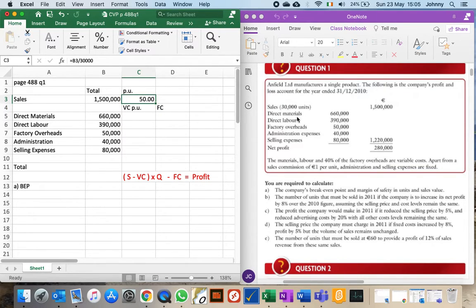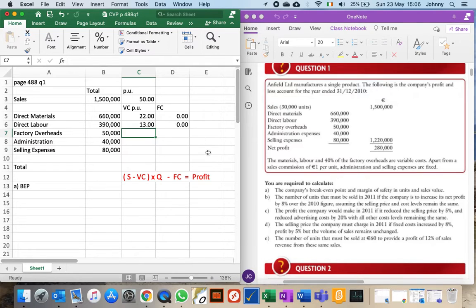Direct materials, well again, 660 for the same 30,000, and I'm just quickly checking here. We assume always that materials and labour are variable, but I just want to read the bottom here. Materials, labour, 40% of factory overheads are variable. So materials and labour is variable, which means it has no fixed element in both cases. So the 660 divided by the 30,000 units gives us the variable cost per unit there. 390 divided by 30,000 units gives us the variable cost for direct labour.